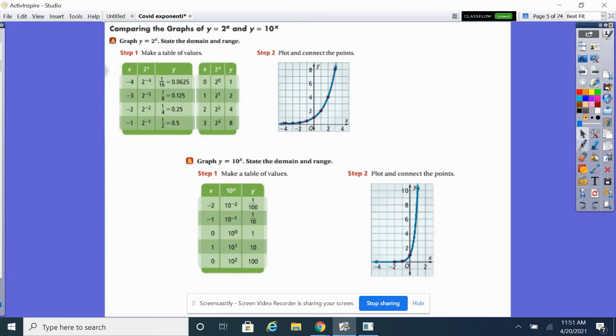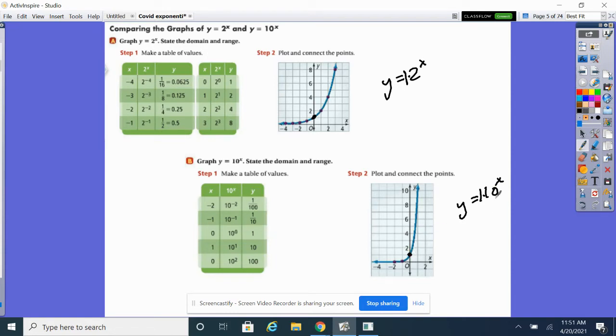Here it is. This top one is y equals 2 to the x. Bottom one is 10 to the x. Those are the most common we're going to see. Now we said the 1 is there even though you don't see it. This is 1 times 2 or 1 times 10 raised to the x. And look, that's the y-intercept. So we see that it crosses the y-axis at 1 for both of these.